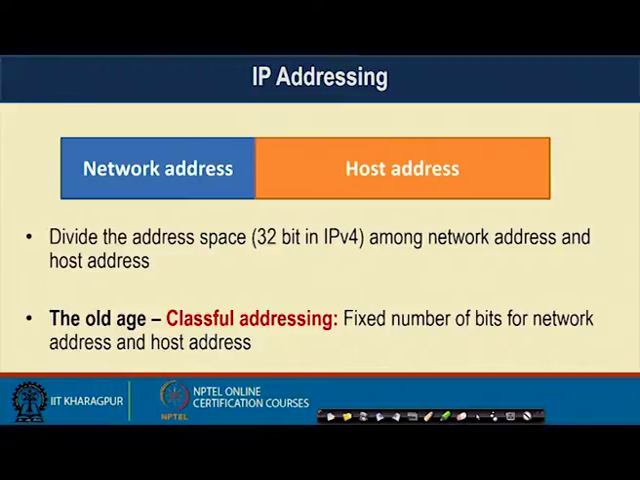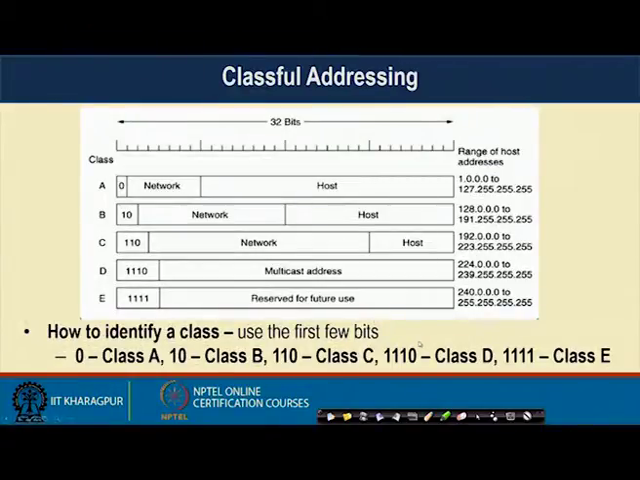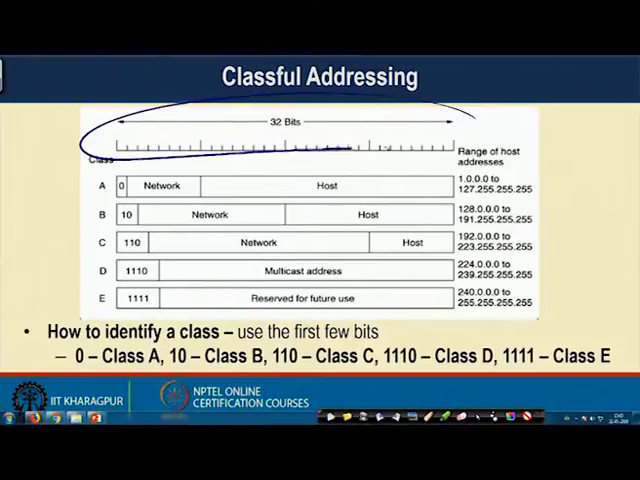In classful addressing, this is the broad concept: I have the 32-bit address, and I divide this entire address space into the network address and the host address. And we have 5 different classes: class A, class B, class C, class D and class E. Now, the first question is, whenever you divide the address space into these 5 classes, how will you uniquely identify the individual classes?